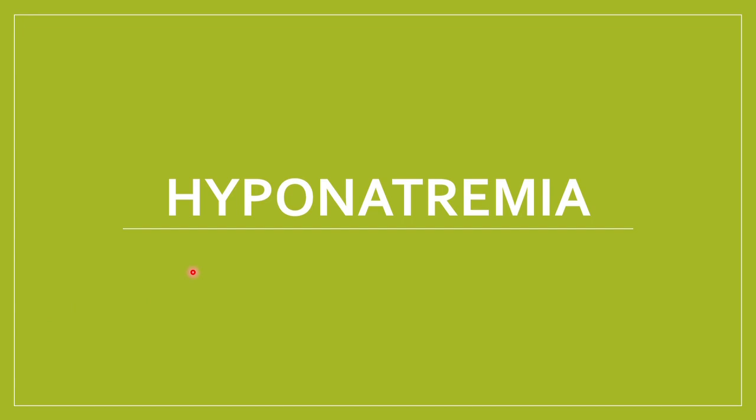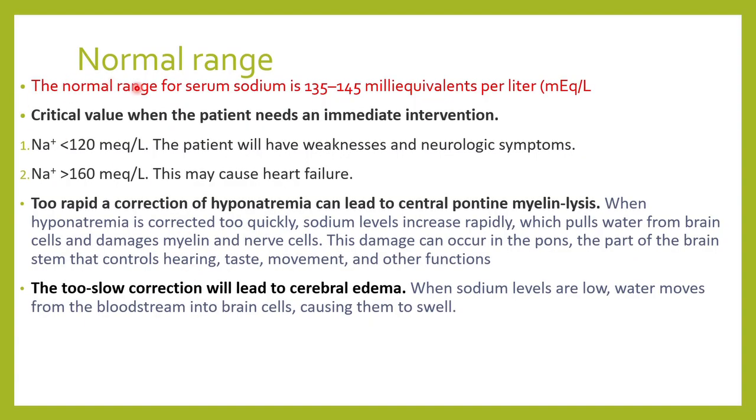In today's class, we will discuss hyponatremia. The normal range of sodium lies between 135 to 145 milliequivalents per liter. When the sodium level falls below 120 milliequivalents per liter, this value is alarming and the clinician has to be informed. If the sodium value goes beyond 160 milliequivalents per liter, that is also very critical. Whenever there is hyponatremia, correcting it too rapidly can also cause damage.